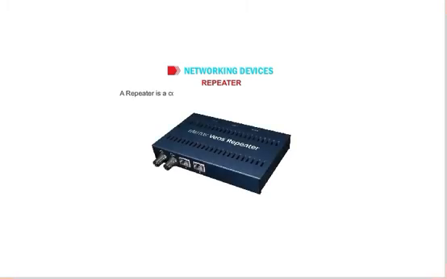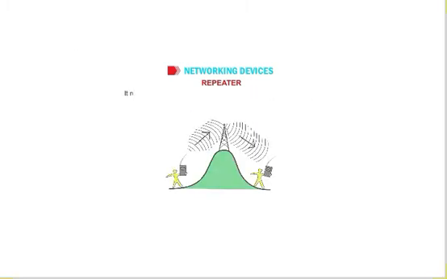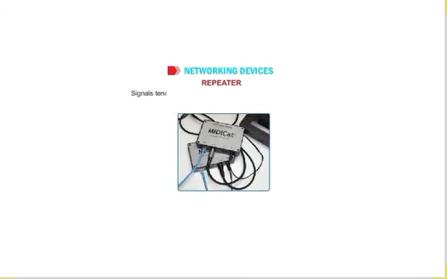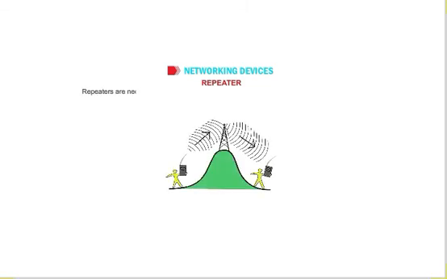Repeater. A repeater is a communication device used to regenerate signals. It receives electronic signals, cleans them and retransmits them. Signals tend to distort when transmitted over longer distances. Repeaters are needed so that the signals can travel longer distances with the same strength or even at a higher power.